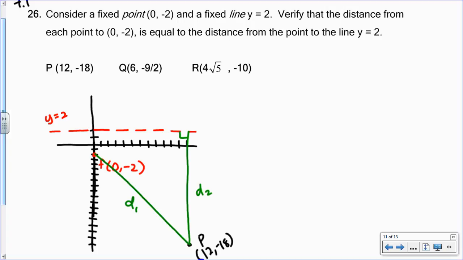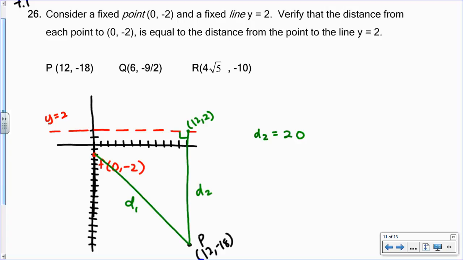Okay, so I'm verifying that those are equal distances. I notice that this point here is the same x-coordinate, so 12, and the y-coordinate, since it's on that line, would be 2. So I could use distance formula. That's kind of what we did when we had to build the equation. But since it's just vertical, we can count the units. So I'm going to do D2 first. So from -18 to +2, how many units is that? 20. Okay, so the distance 2 is 20.